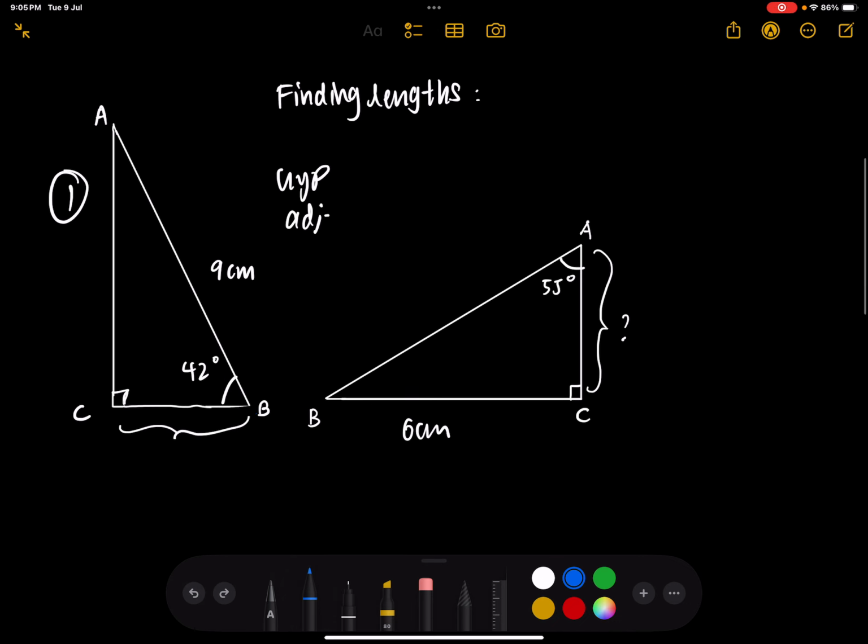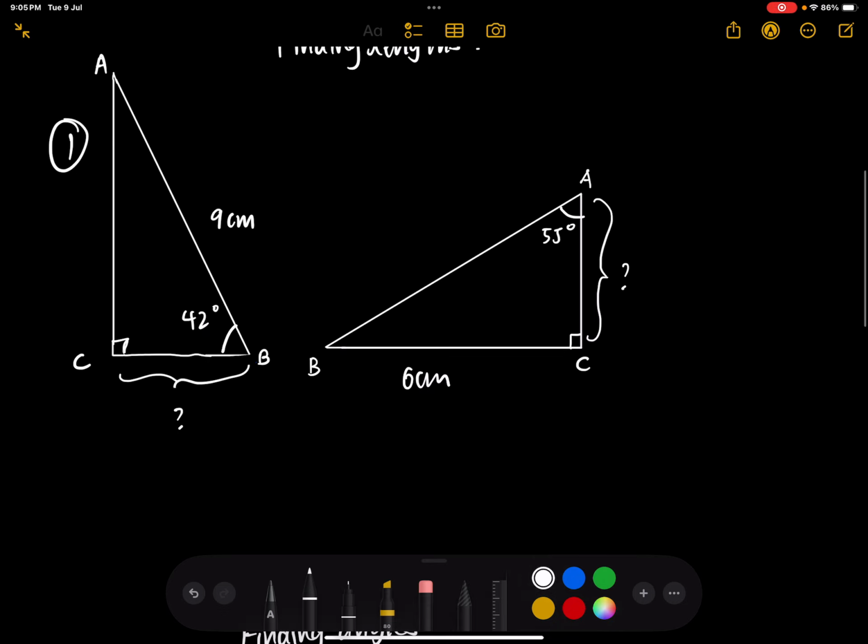Okay, first thing here, I want to find this length, BC. I'm given an angle and another length. So first thing, always label our triangle. The hypotenuse is this one, because it's the longest side. Opposite is opposite the angle. This is adjacent. So I want to find adjacent.